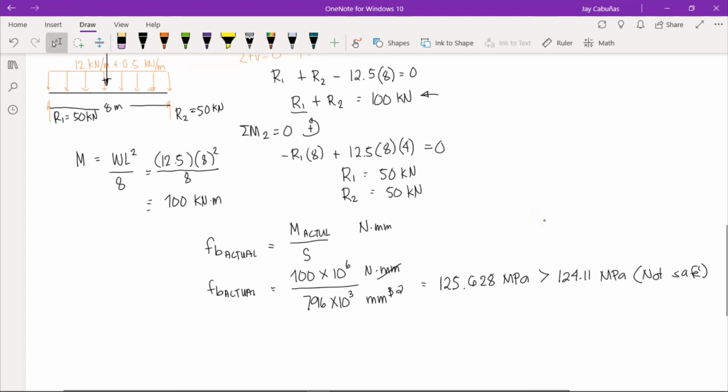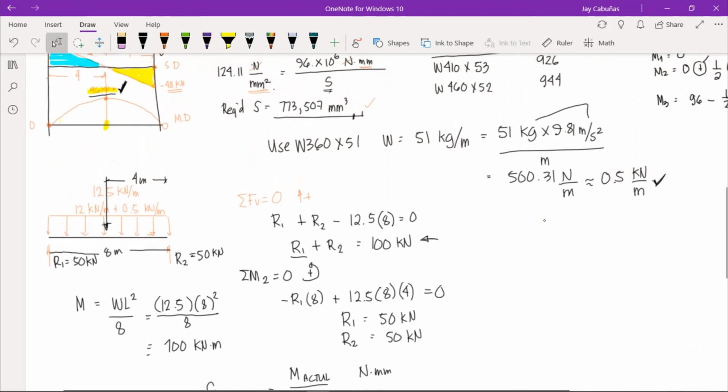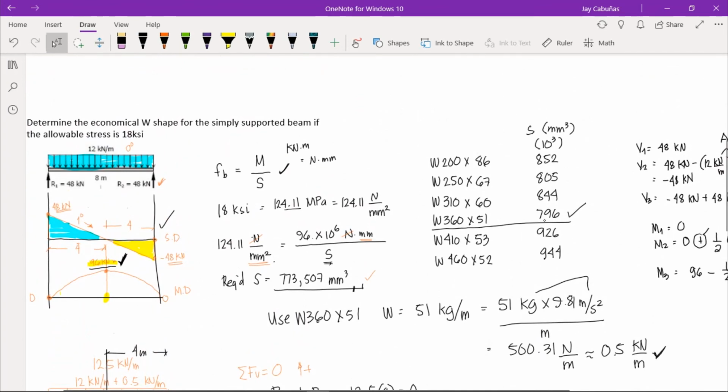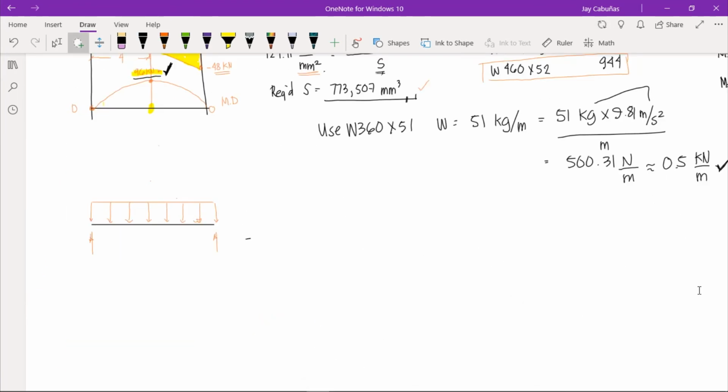Okay, so what are we going to do? We choose the next possible section, which is the next lighter section here. After 51, we have 52. So we use 460 by 52 here. Let's hope that this could be our safest shape. So we use 460 by 52, and the mass is 52 kilogram per meter.